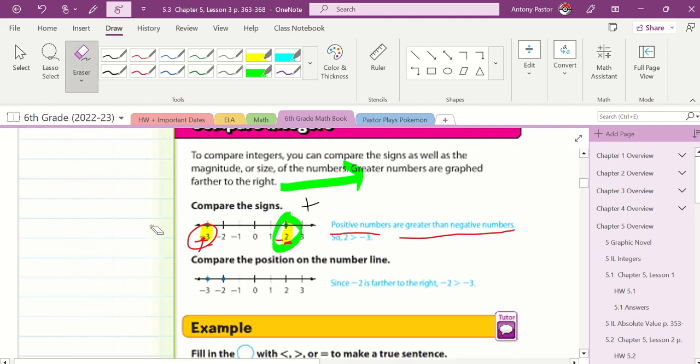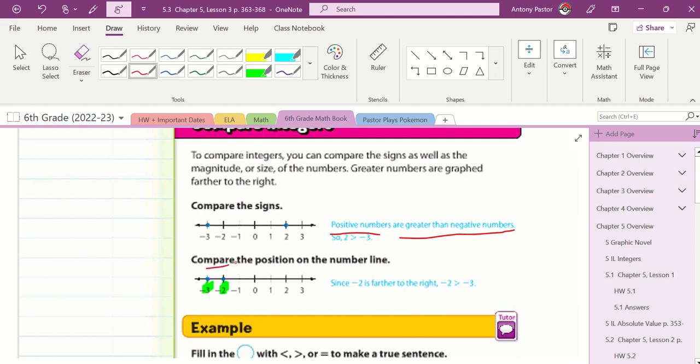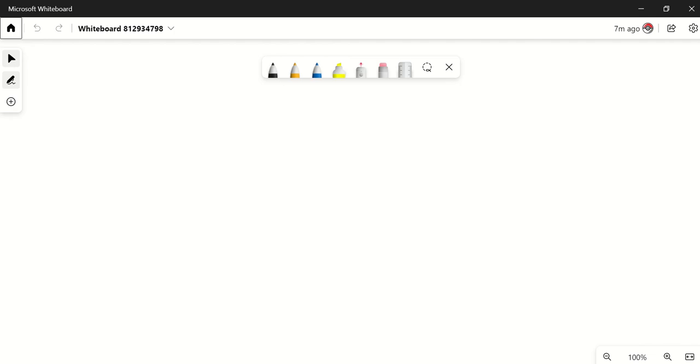It gets tricky once you have two negatives. For example, negative 3 and negative 2. Whichever one is closest to the right, or in this case, since they're both negative, we say whichever one's closer to 0 is the bigger one. So negative 2 is technically bigger than negative 3. Since negative 2 is farther to the right, negative 2 is greater than negative 3. An easy trick to think of is if both numbers are negative, think of it like this.